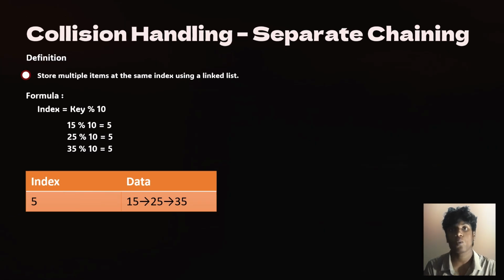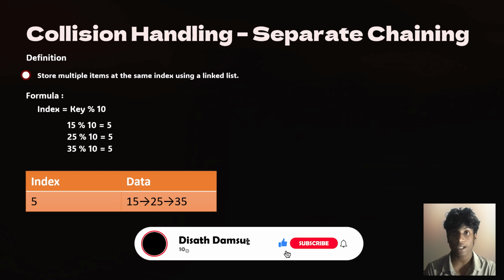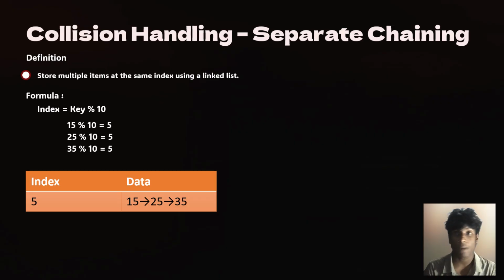Now that we know what a collision is, the next question is how do we solve it? One of the most common solutions is called separate chaining. Instead of allowing only one item at each index, we store a linked list, or simply a list, of items at the index. Let's continue with our previous example. We already know that both 15 and 25 are mapped to index 5. Instead of replacing one value with the other, we store both values together in the list. If we find another key with the same index, we simply add it to the end of the list.